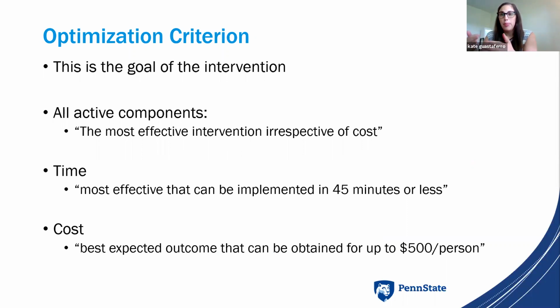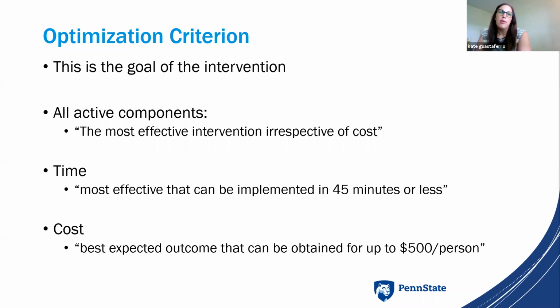Also, in the preparation phase, so we've identified the conceptual model, what the components are. Maybe we've done some pilot testing of those components. We also are going to identify our optimization criterion. And this sounds really complicated, maybe a little scary, but it's simple. It's just the goal of the intervention, your operational definition. Your optimization criterion might be as simple as an all active components criterion. This means that you are only going to include components that have a positive effect on your outcome of interest. So you're trimming things that don't produce an effect. That's a really great place to start.